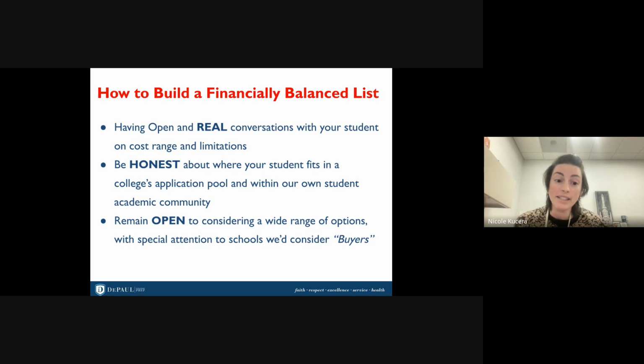And then being honest about where they are within the college's application pool and within our own student community here at DePaul. So again, in previous conversations or sessions, we've talked about what our school profile looks like and how all of the colleges that your student will apply to will receive the DePaul Prep student profile and everything that DePaul has to offer. And that's what your student is up against in our student population.